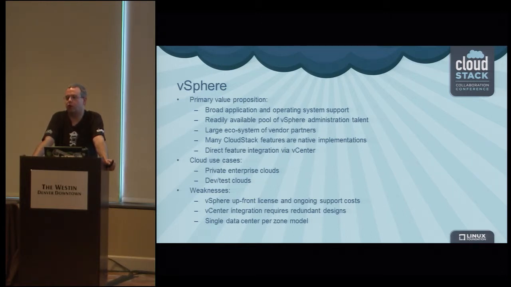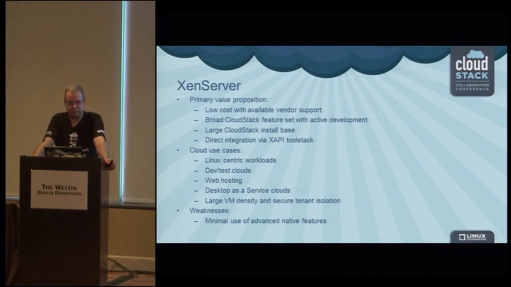vCenter integration does require some redundant designs. Anyone who's run VMware knows that if vCenter goes down, then you can't manage the environment. So you do need to have the whole heartbeating mechanism in place as well, and then have CloudStack talk to the heartbeat server as opposed to directly to the vCenter server itself. One other gotcha in here is that while you can have multiple clusters per zone, you can only have one vCenter data center node per zone. And that's a change that happened within 4.2. In 4.1, you did have a little bit of flexibility around that, but with 4.2, that's a new change.